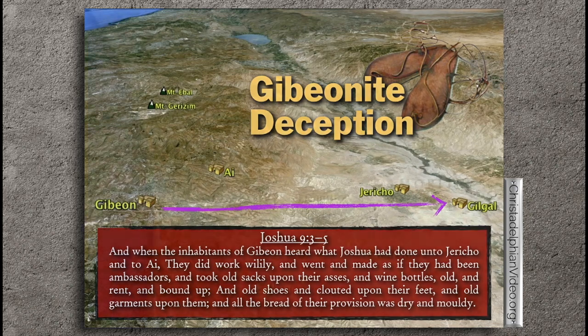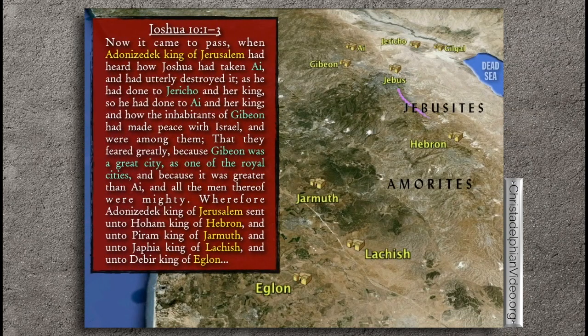So Joshua chapter 10, we find out now, it came to pass that Adonizedek, the king of Jerusalem, had heard how Joshua had taken Ai and had utterly destroyed it. He had done to Ai and her king as he had done to Jericho and her king, and how the inhabitants of Gibeon had made peace with Israel, and were among them, and that they feared greatly, because Gibeon was a great city, one of the royal cities, and because it was greater than Ai, all the men thereof were mighty.